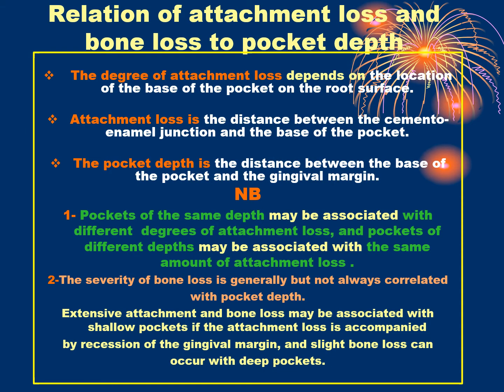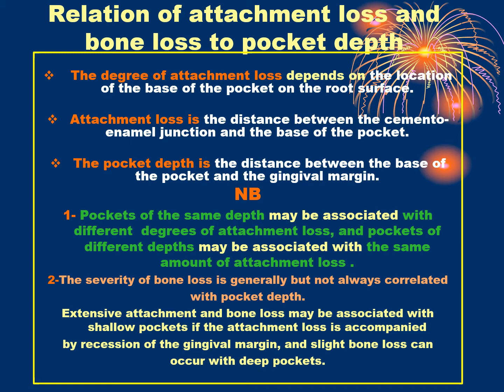Pocket formation causes loss of attachment of the gingiva and denudation of the root surface. The severity of the attachment loss is generally but not always correlated with the depth of the pocket. This is because the degree of attachment loss depends on the location of the base of the pocket on the root surface. Attachment loss is measured by the distance between the cemento-enamel junction and the base of the pocket, while the pocket depth is the distance between the base of the pocket and the gingival margin.